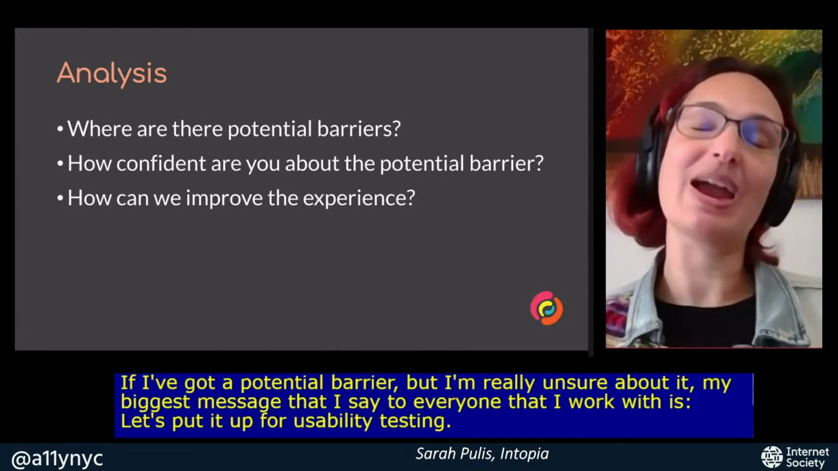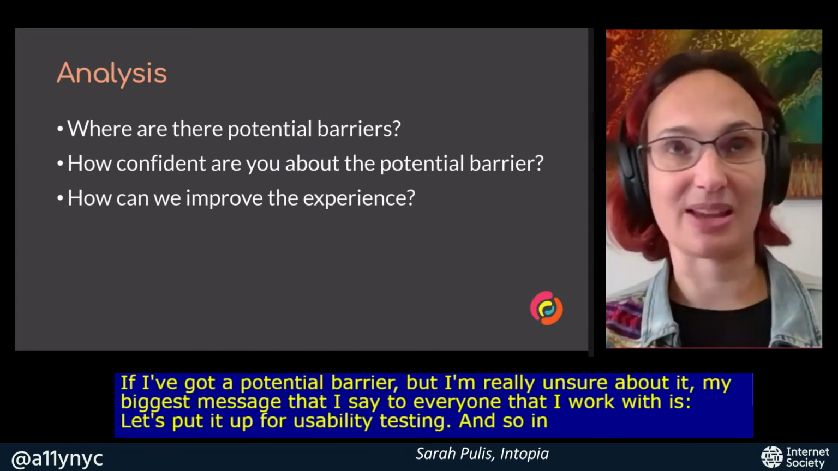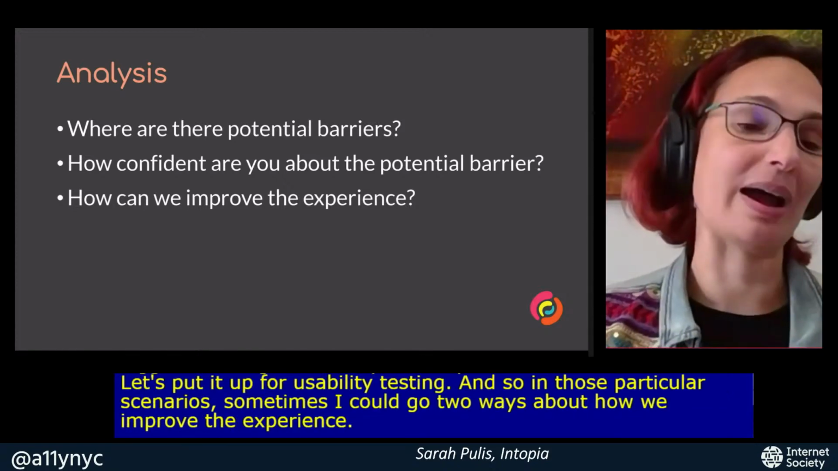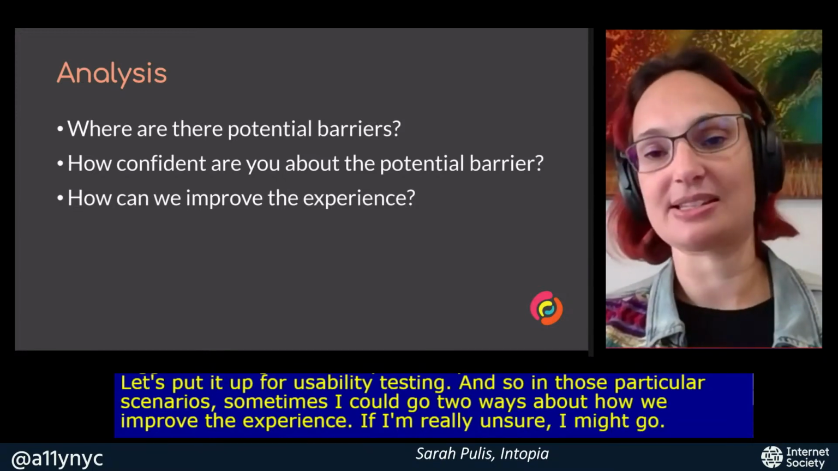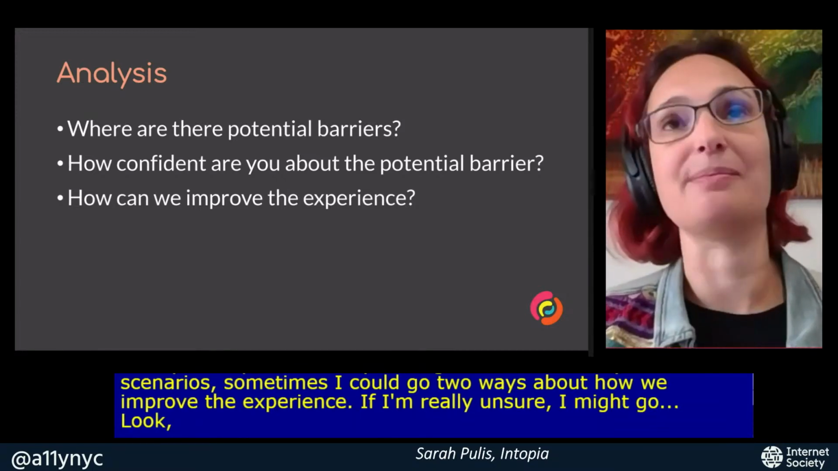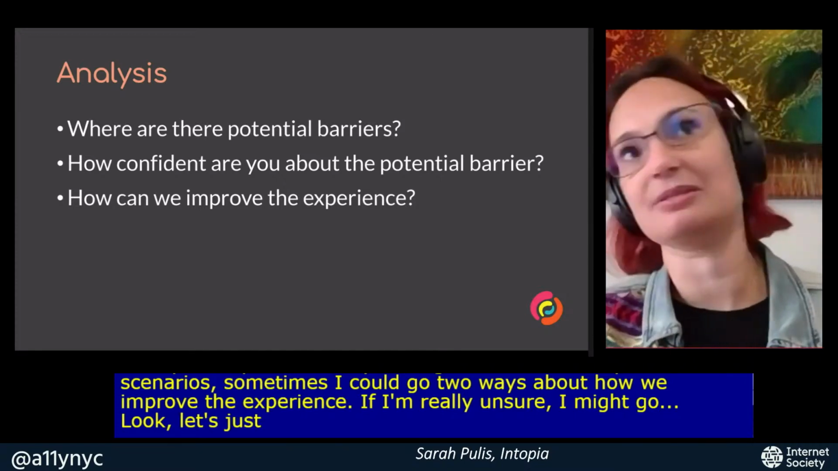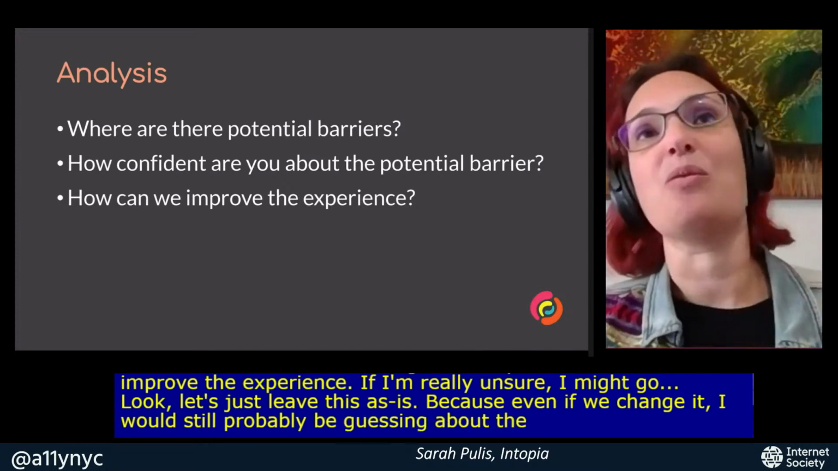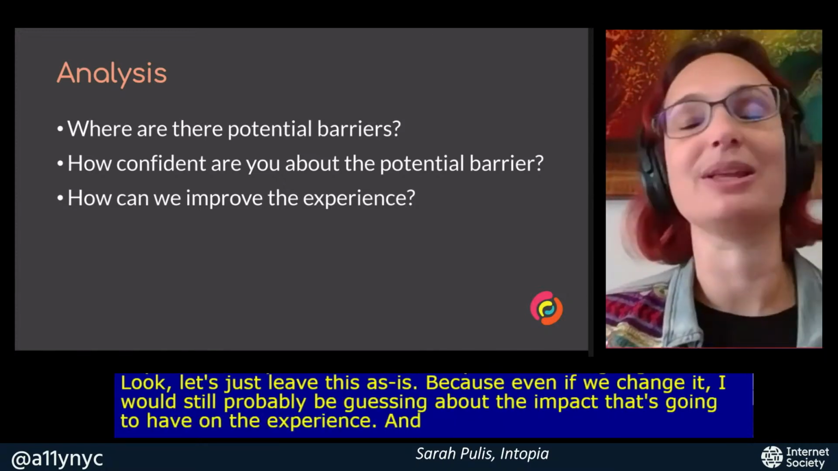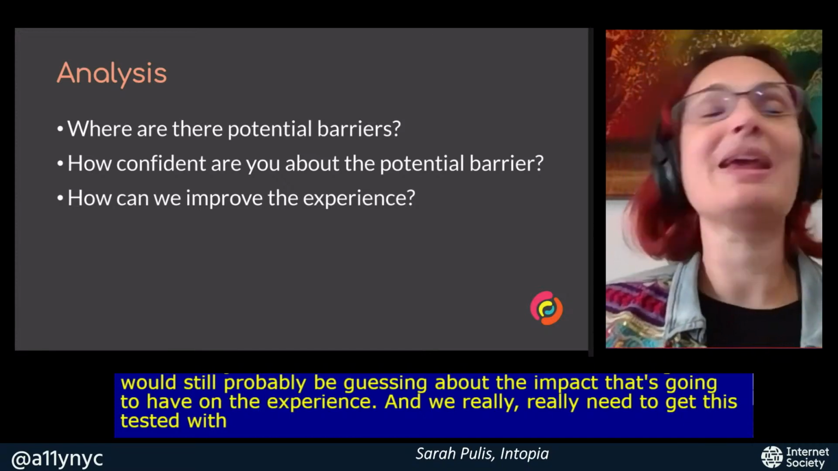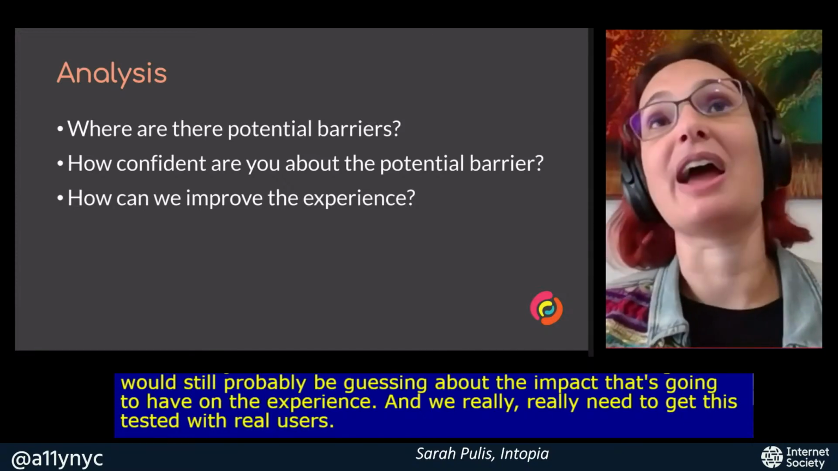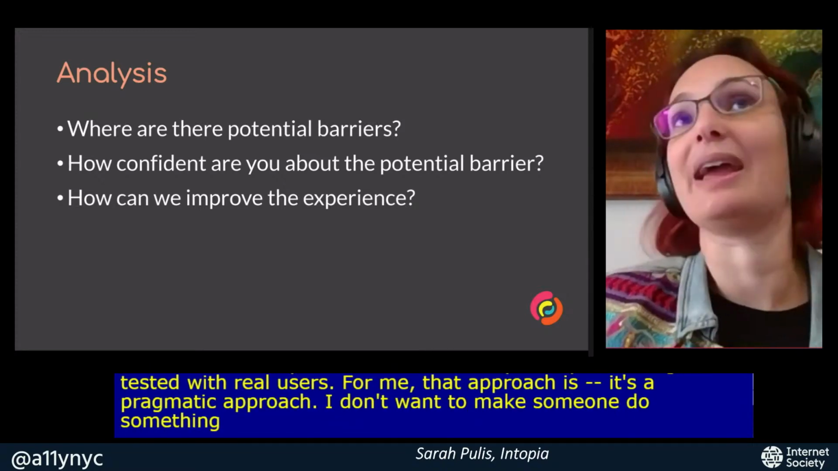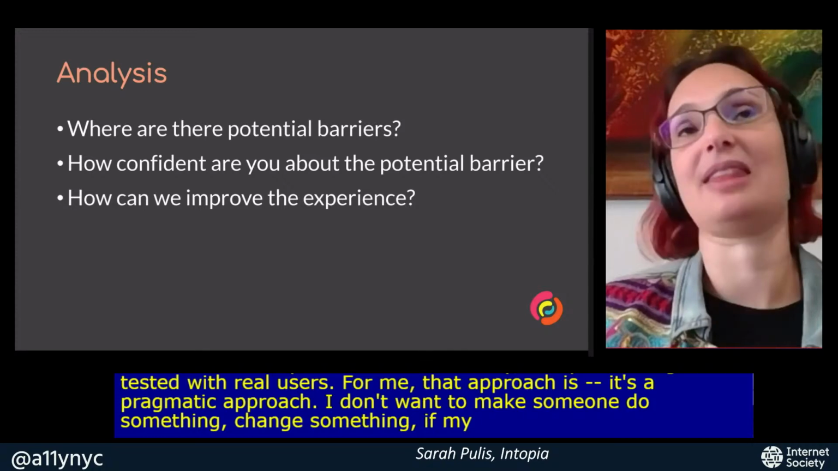And so in those particular scenarios, sometimes I could go two ways about how we improve the experience. If I'm really unsure, I might go, look, let's just leave this as is, because even if we changed it, I'd still probably be guessing about what impact that's going to have on the experience. And we really, really need to get this tested with real users. For me, that approach is a pragmatic approach. I don't want to make someone change something if the confidence level isn't there.